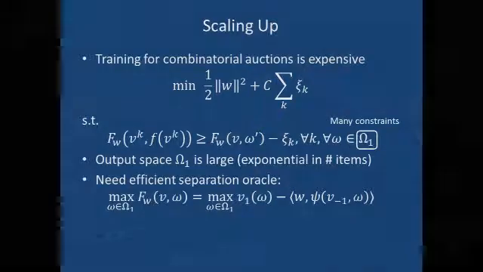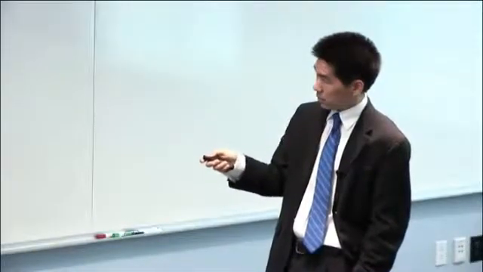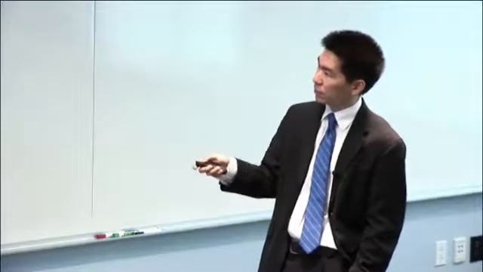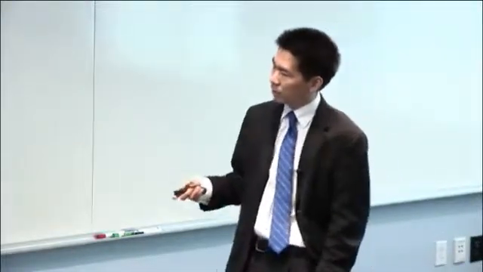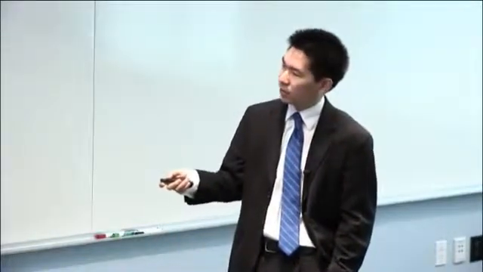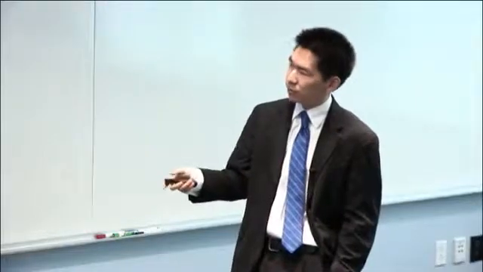When we're looking at combinatorial auctions, we have an exponential number of these constraints in our optimization problem. What we really need is an efficient separation oracle. We want something that picks out the subset of items that maximizes over this exponentially large set, but does so in an efficient way.